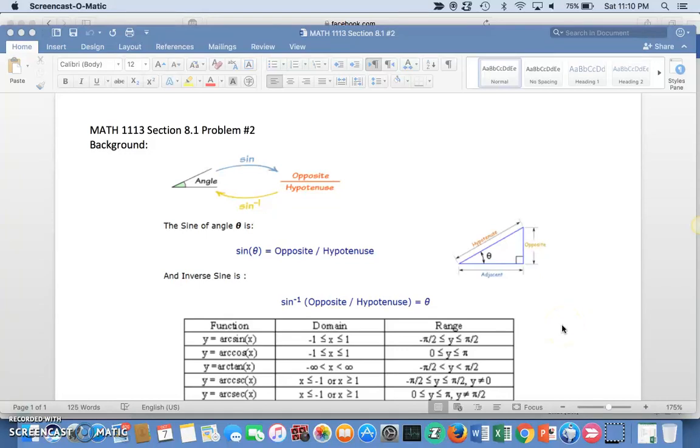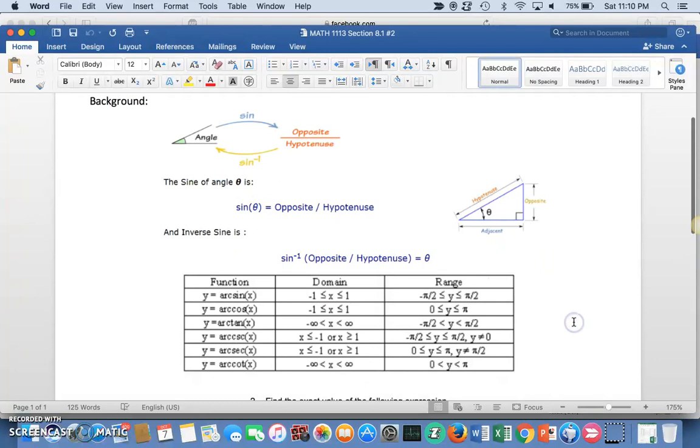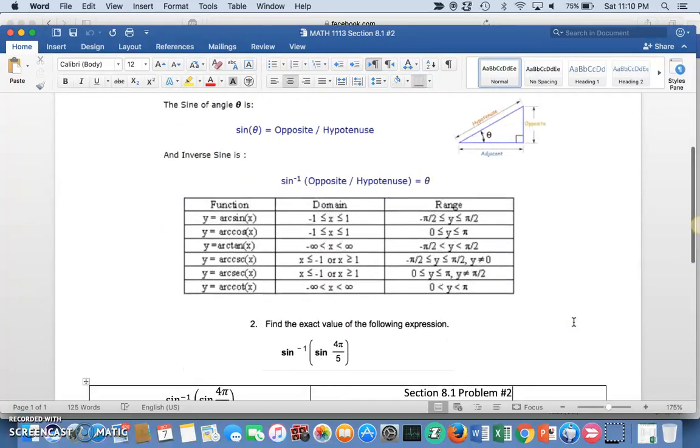Okay, this is problem number 2. I kind of have the same background available for you here. You're dealing with the inverse. If it says sine inverse, your answer is going to be an angle. If it says sine, then your answer is going to be that relationship. Of course, inverse anything is looking for the angle.